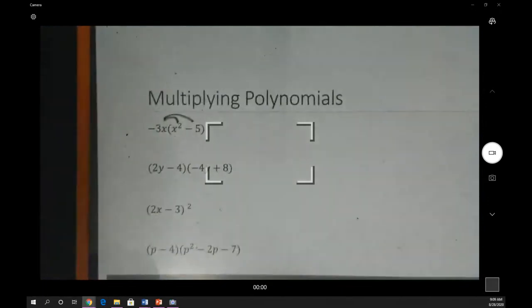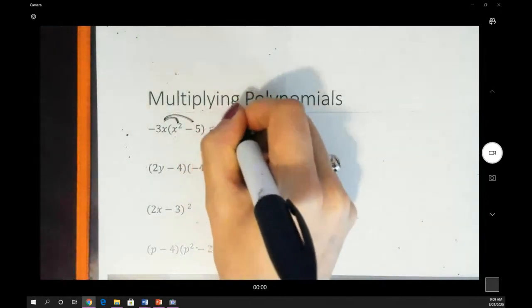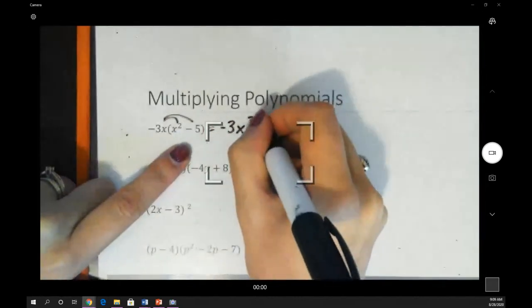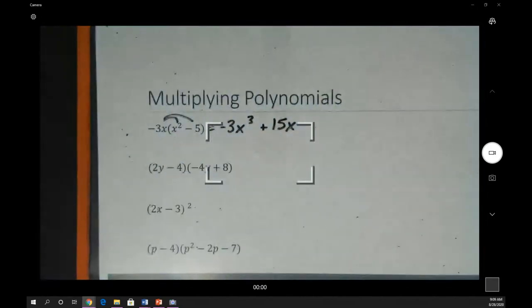So first up, I'll have negative 3x times x squared, that's a negative 3x cubed. And then a negative 3x times a negative 5 is a positive 15x. So we just get negative 3x cubed plus 15x.